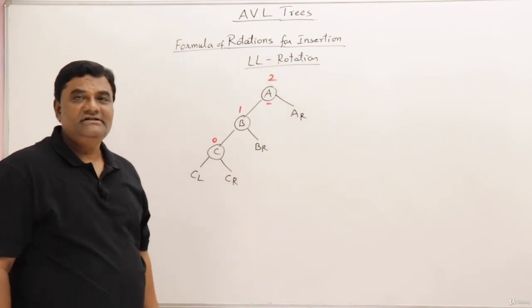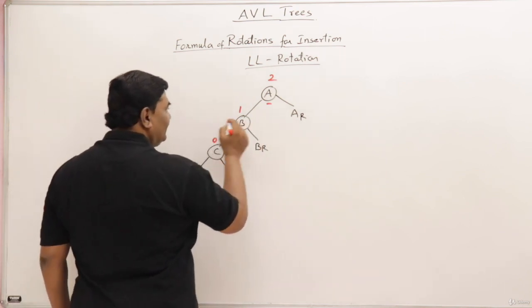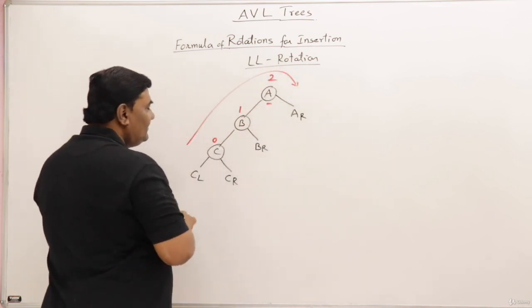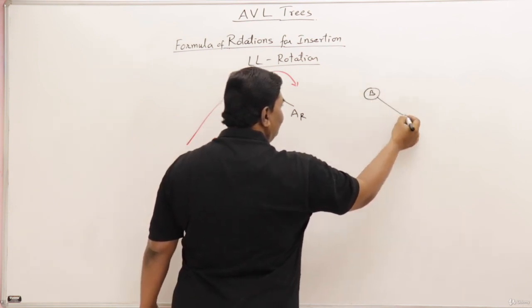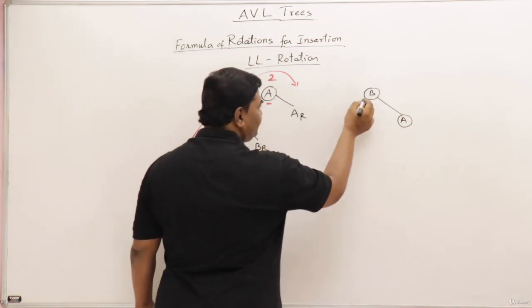Now finally, let us see the rotation. Which rotation are we going to perform? LL rotation, around this node, upon this node. Then what is the result? Who will come here? B will come here. Where will A go? On the right side. Then who will come in the place of B? C.